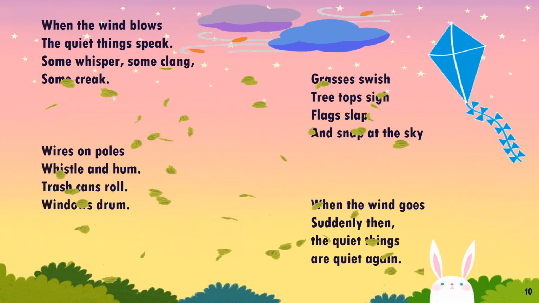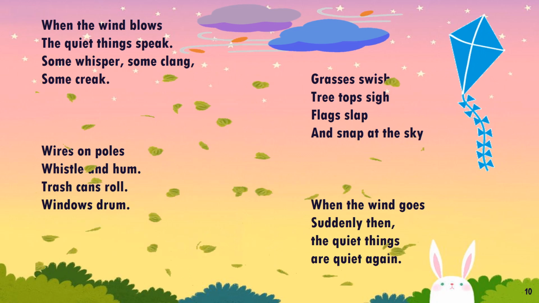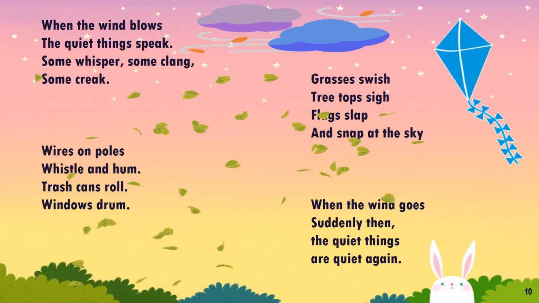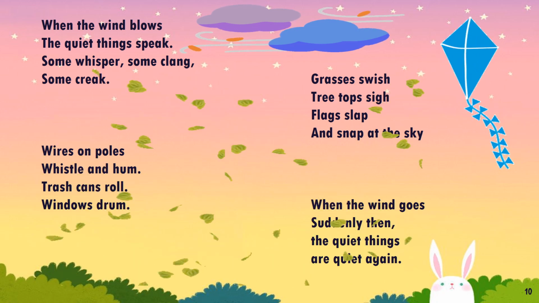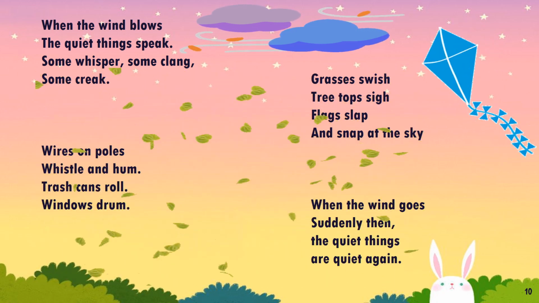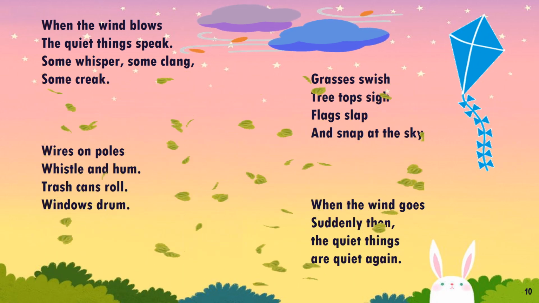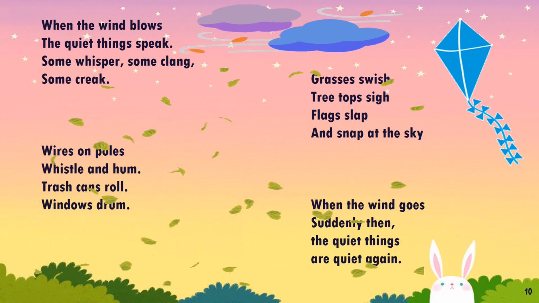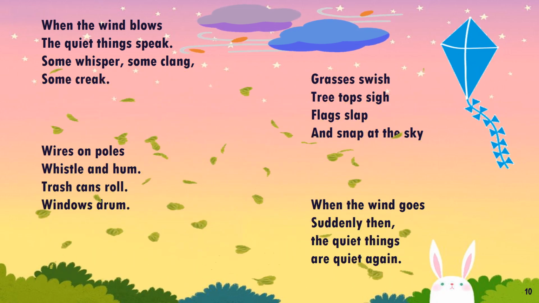Children, repeat with me. When the wind blows, the quiet things speak. Some whisper, some clang, some creak. Grasses swish, treetops sigh. Flags slap and snap at the sky. Wires on poles whistle and hum. Trash cans roll, windows strum. When the wind goes, suddenly then the quiet things are quiet again.